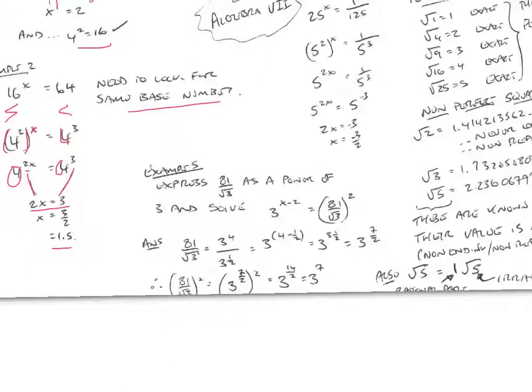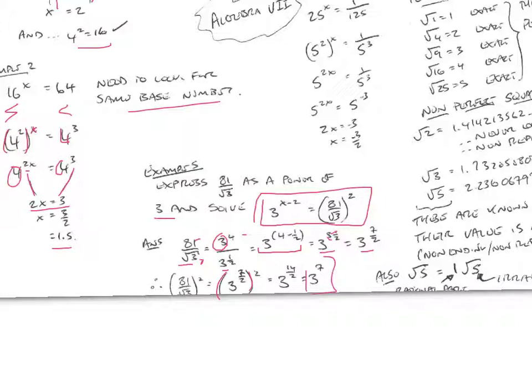Express 81 over root 3 as a power of 3 and solve 3 to the power of x minus 2 is equal to (81 over root 3) all squared. Okay, what is 81 over root 3? Well, let's get it in terms of 3s, top and bottom. 81 is 3 to the power of 4. Root 3 is the same as 3 to the half. So that's 3 to the power of 4 minus a half. It's 3 to the power of 3 and a half, that's 3 to the power of 7 over 2. So (81 over root 3) squared is (3 to the power of 7 over 2) squared, which is 3 to the power of 14 over 2, which is 3 to the power of 7.